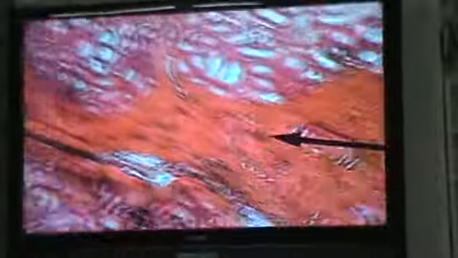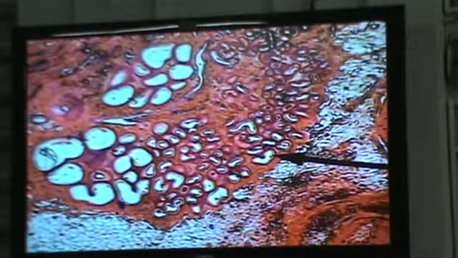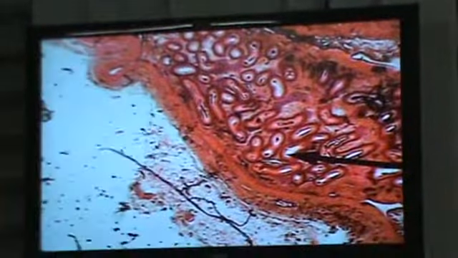Let me look at this one. So now you have to look at a number of slides to pick up all the various structures. Alright, so okay, there we see a lot of little small tubules. Okay, lots of small tubules here. This is the fibrous covering right here we're looking at.